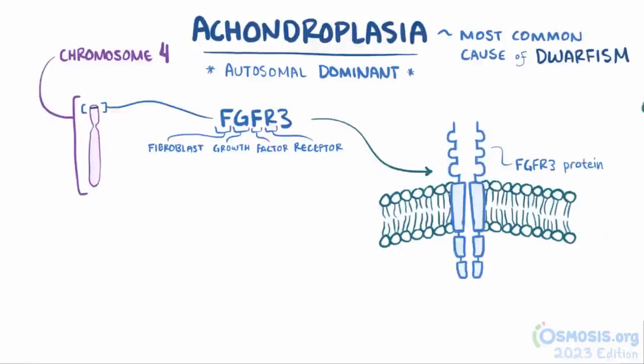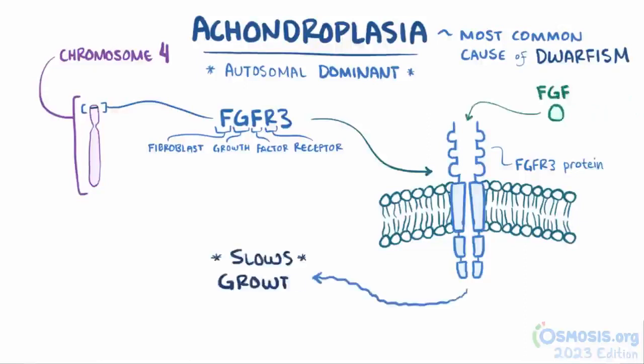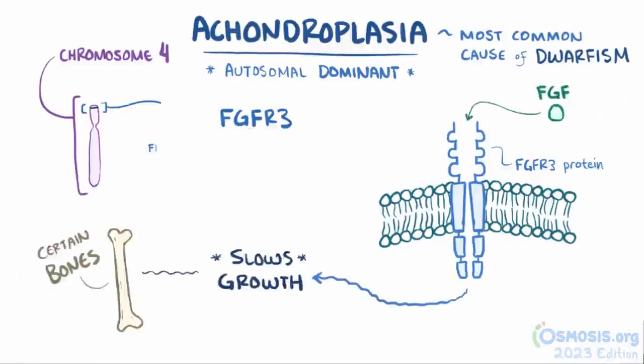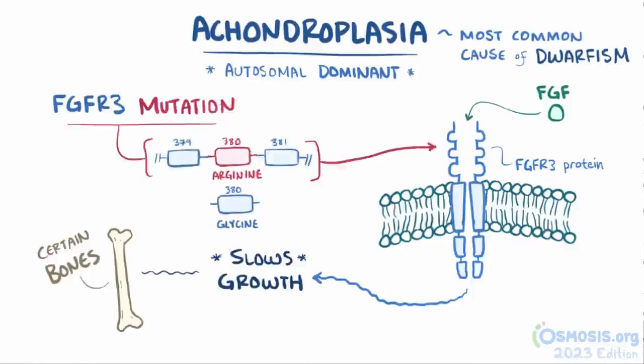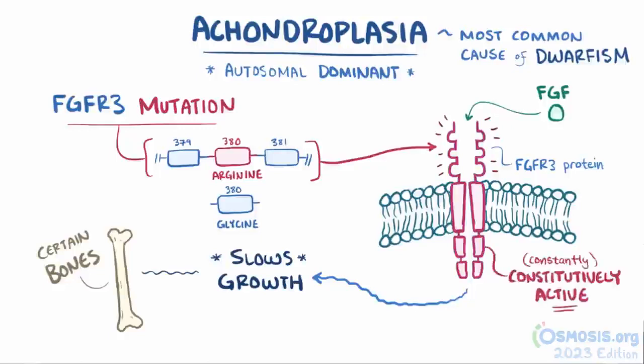When FGFR3 protein binds fibroblast growth factors, or FGFs, it slows down the growth of certain bones. The mutation causing achondroplasia is almost always the 380th amino acid, which is glycine, getting swapped out for arginine in the FGFR3 protein. And this swap causes the FGFR3 receptor to be constitutively active, which means constantly active. In other words, the mutation makes the receptor behave as though it's binding an FGF even when it's not, which sends a strong signal to inhibit bone growth.